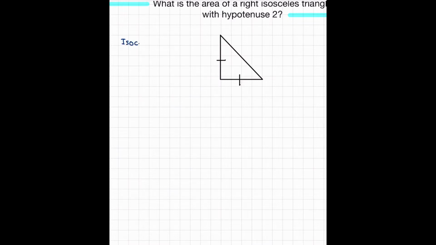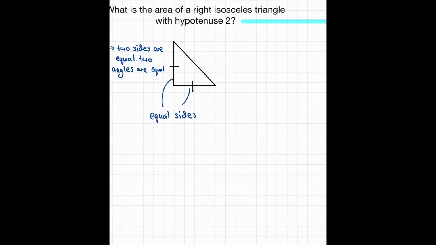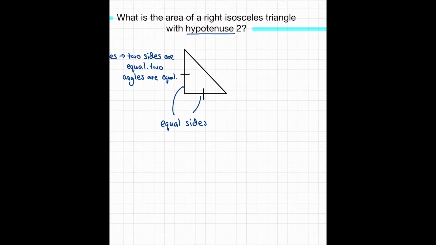So now, what exactly is an isosceles triangle? Well, an isosceles triangle is a triangle that has two sides that are of equal length and two angles that are also, they're not of equal length, but they're of equal size. So that is what I've drawn here. So in the triangle there, those are the two equal sides. So that's the isosceles part of it.